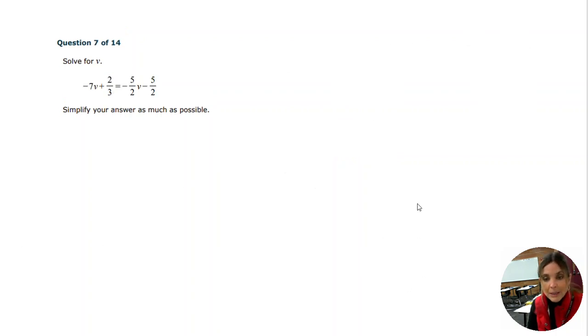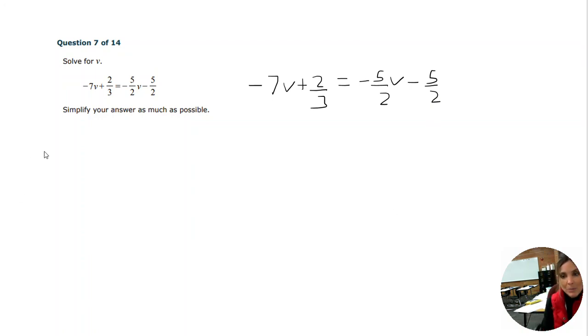Okay. Last question that we are going to do is a variable on both sides equation with fractions. Okay, so I want to review really quickly the steps for solving a variable on both sides equation. Remember that it's just a process and we have to follow the exact process in the exact order to be able to come up with the right end result.